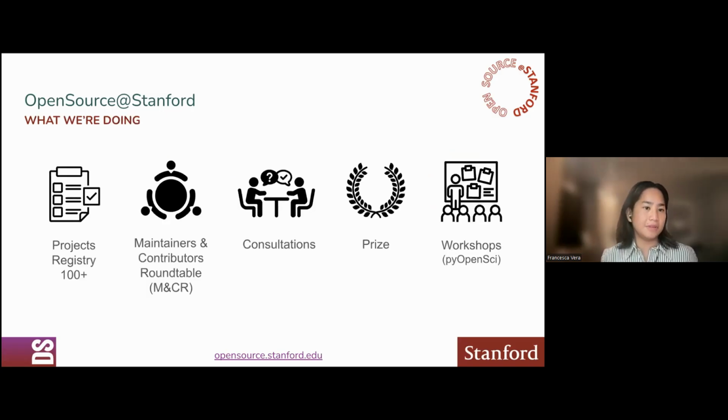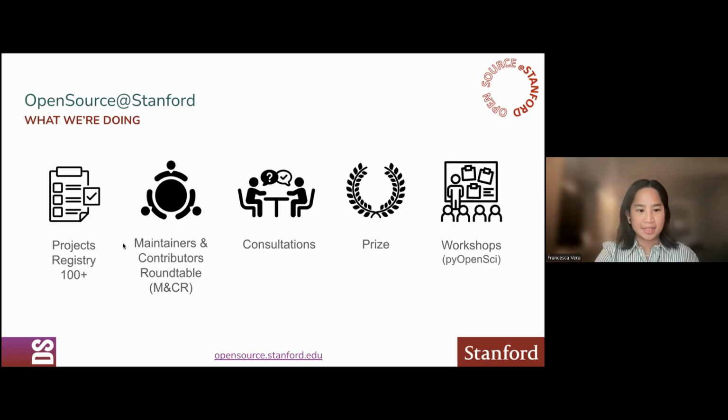So what is Open Source at Stanford doing? One of the very first things that we set out to do was try to capture the landscape of open source activity on campus. And one of the best ways we could do that was by developing a projects registry where we list notable open source software projects, labs developing open source software, open data projects, platforms and utilities that help the development of open source software. And right now we have just over 100 entries, which is great progress from when we started with around 50.